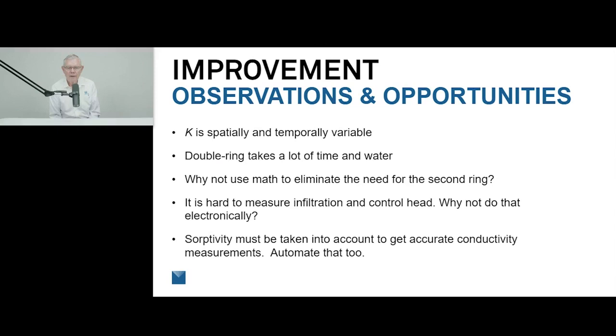So, what are some of the things that we might consider based on Leo's master's work and other experience in measuring hydraulic conductivity in the field? So I just said K in the field is spatially variable. We need lots of measurements, so they should be as easy and as fast as possible. The double ring takes a lot of time and water. We used the second ring to make the math easier, but the decision to do that was made before computers were ever invented. That's not relevant anymore. Let's just use math to eliminate the need for the two rings.